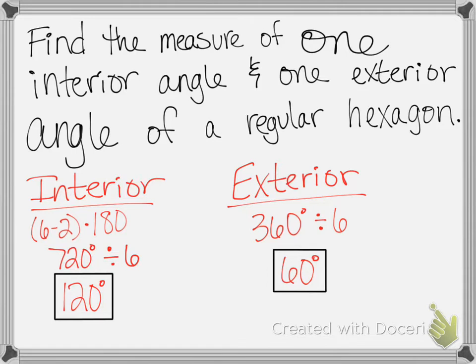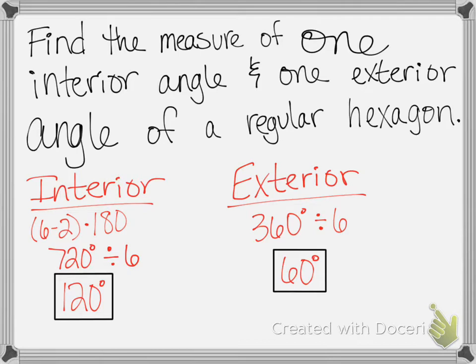If you have a regular polygon, or really any polygon, if you take one interior and match it up with the exterior right next to it, they should add up to 180 because they would make a straight line. Okay. Questions, concerns about anything we've talked about?